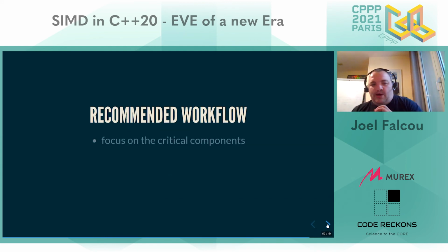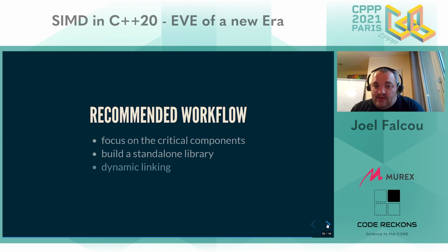What you should be doing? Well, focus on the critical performance component of your application or library and just try to work on that. You can try to build a standalone library that will provide you the vectorized version of your computation kernel. As I say, the variant of the operation are selected at compile time, but we have a support for finding them at runtime. And so you can actually use dynamic linking library if you want to pick at runtime the best architected version of your algorithms. And of course, you can contact us if you are stuck somewhere.